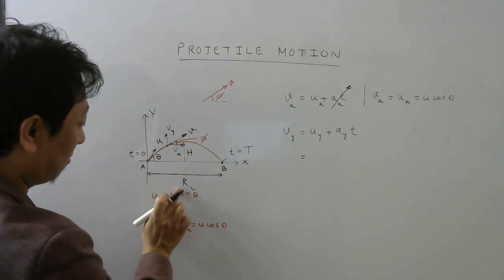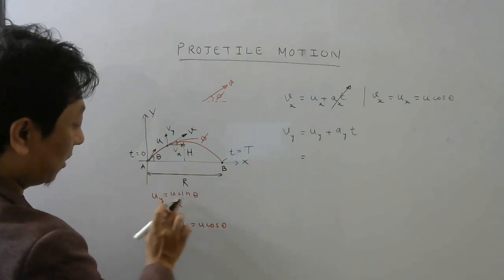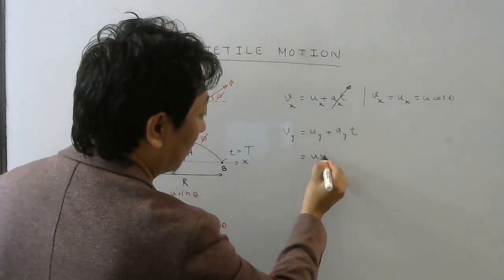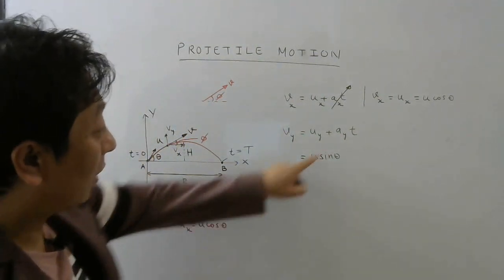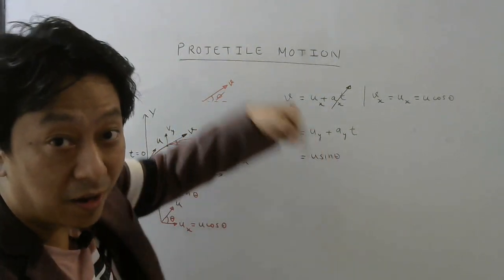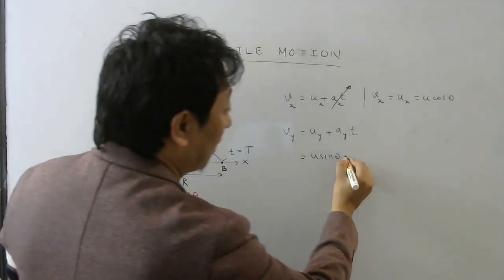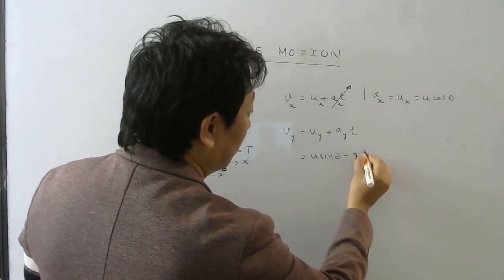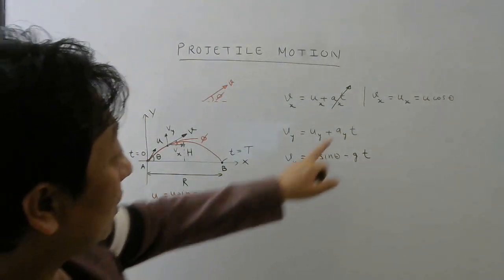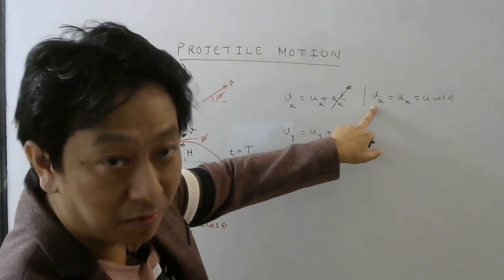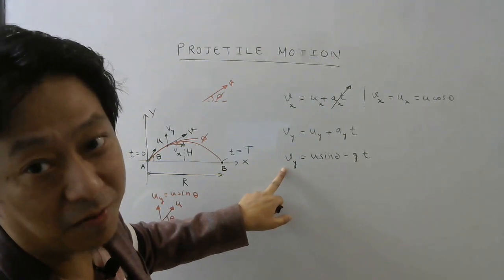This Uy is u sin theta, which is upward. So for upward, I have taken positive. So acceleration of gravity along y-axis is downward. So I have to put minus g into t. So this is how you have to find x component of final velocity and y component of final velocity.